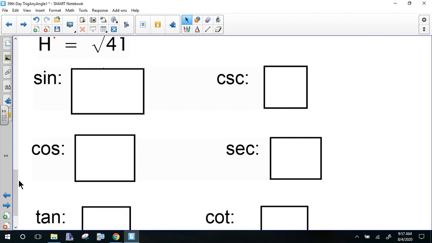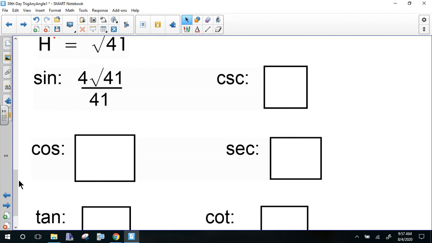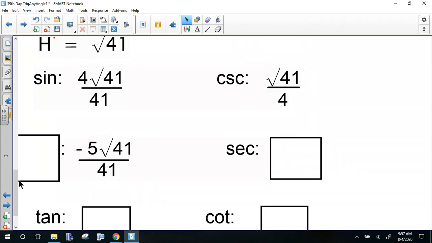Right? So sine is opposite over hypotenuse. And once we multiply by the conjugate and all that, we get 4 root 41 over 41. If we flip that, we get square root of 41 over 4. Cosine is adjacent over hypotenuse. 5 root 41 over 41.